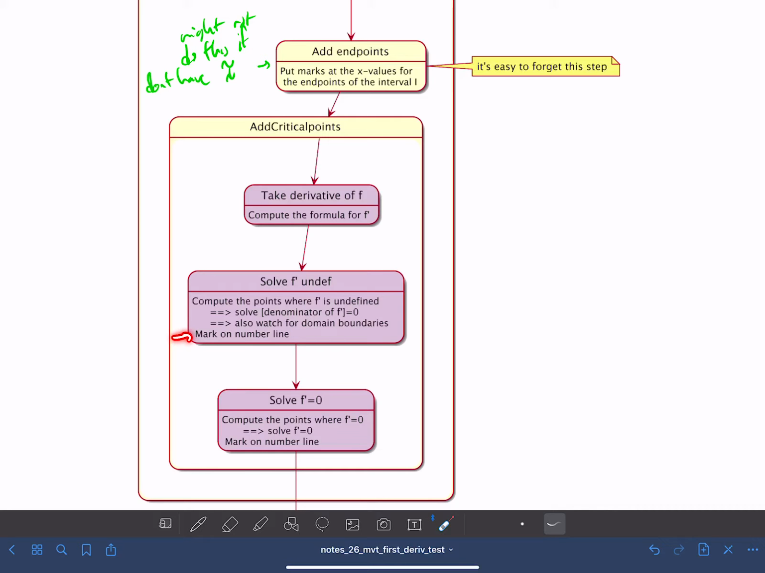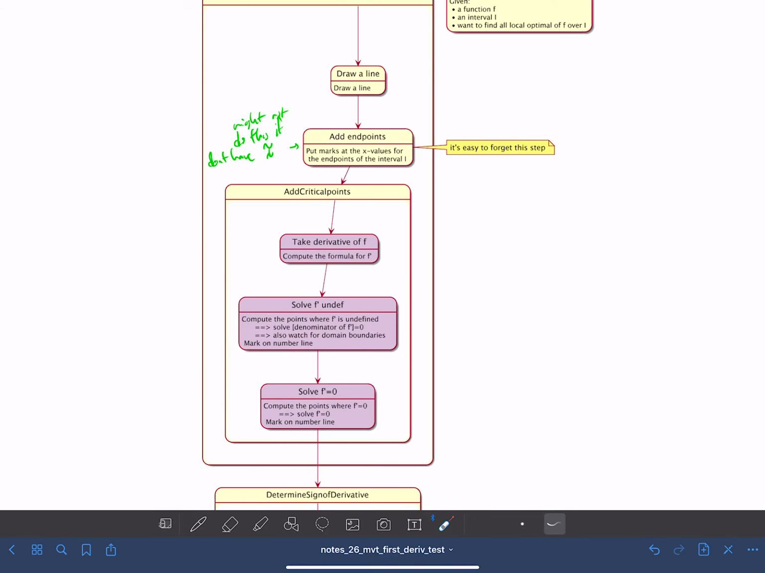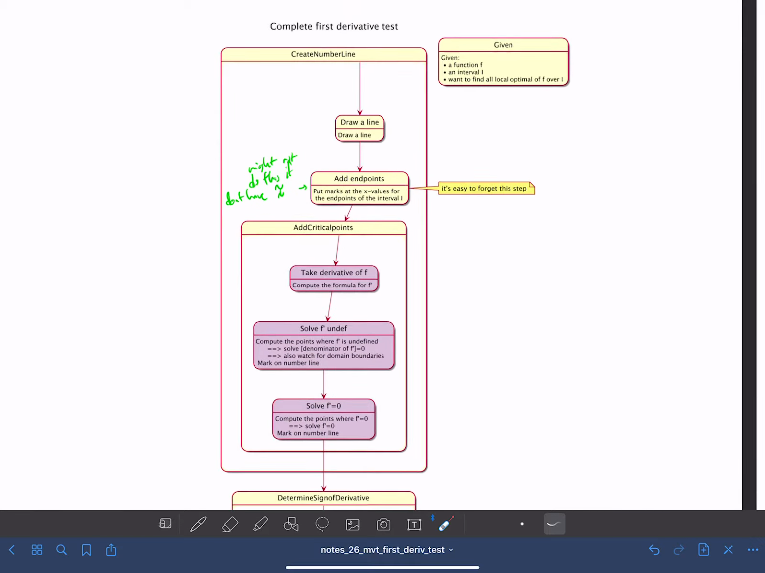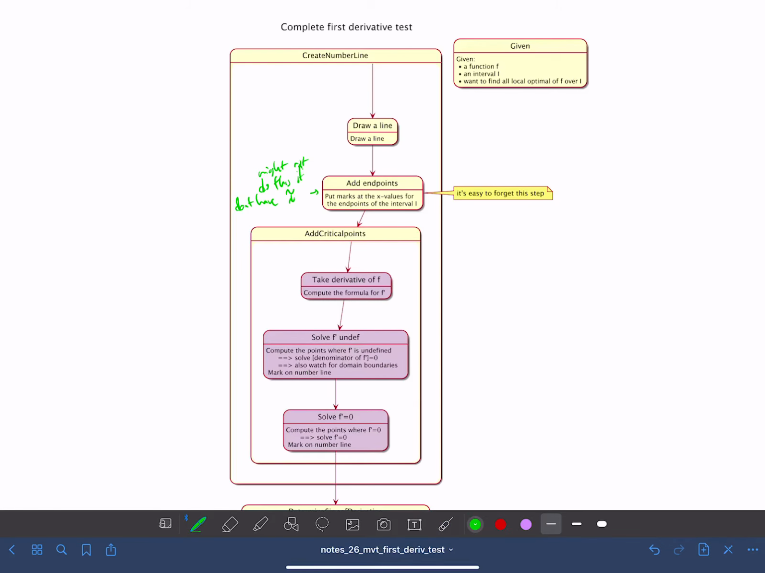And in both cases, instead of adding them to a table, we're going to mark them on a number line. There is also a table approach to this. I find that the number line works better for me. So now I have my number line as a result of the create number line box. I've got my line, I drew it, and then I've got my critical points, and then I've got my boundary points. Okay, and so that's what that leads to.